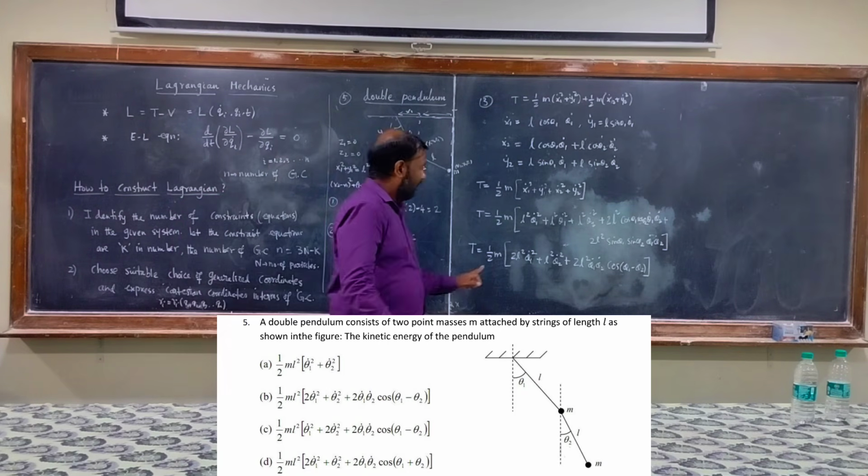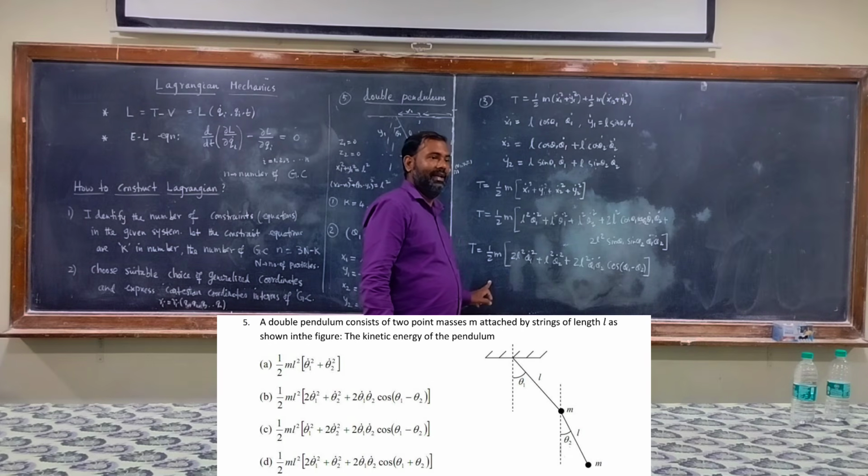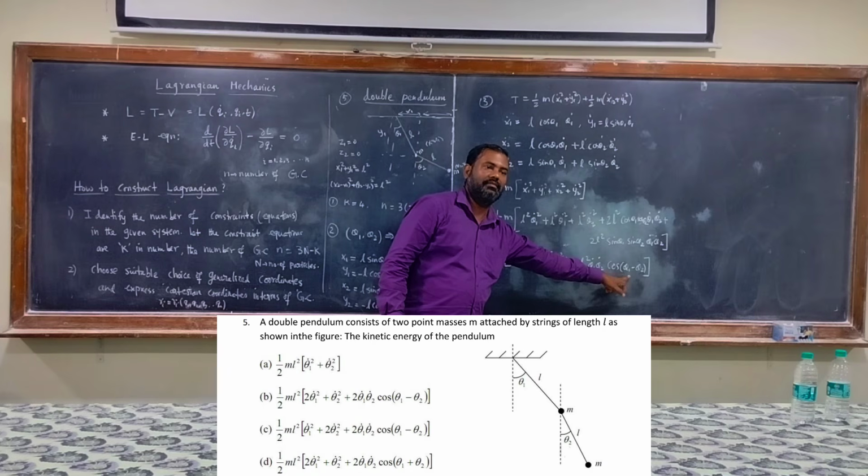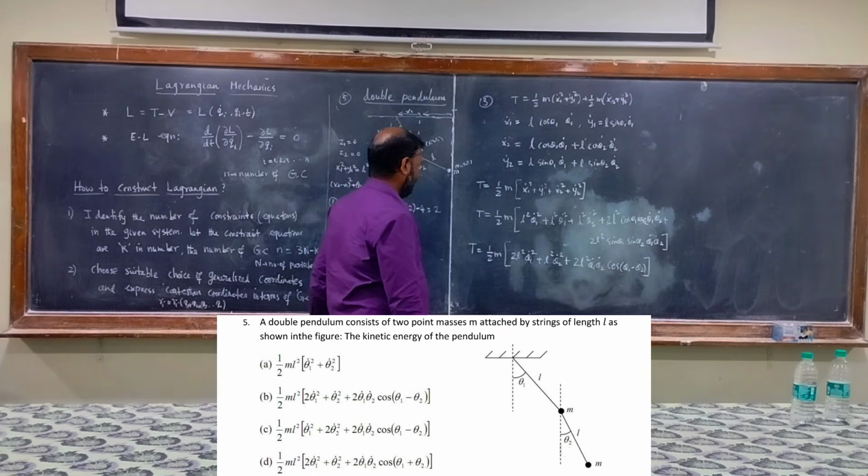Look here. This is a very good example where kinetic energy not only depends on velocity, it also depends on coordinates, theta 1 in general. Now, what is the potential energy?